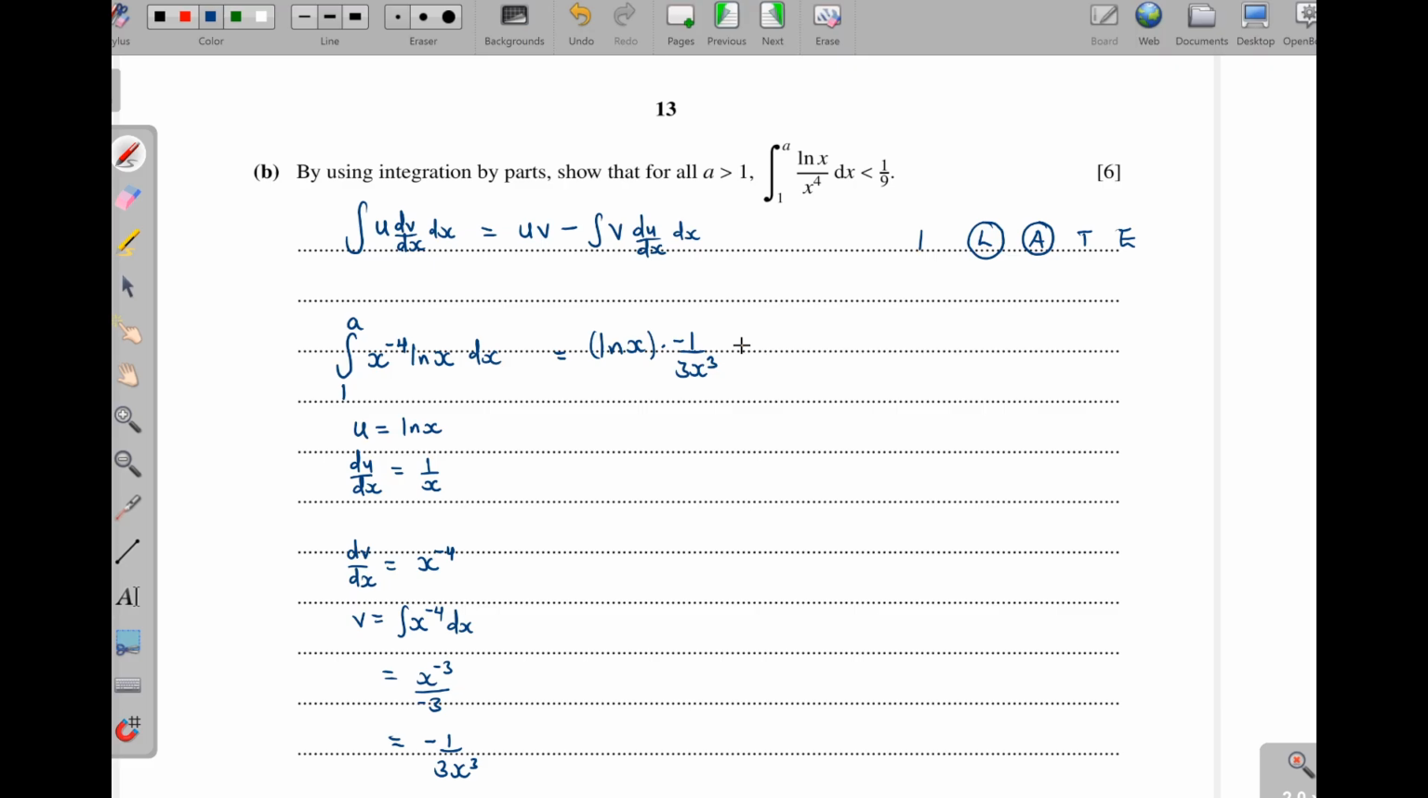Okay, then from there minus the integral. Our v is going to be negative 1 over 3, then x cubed, then times du dx, which is 1 over x here, 1 over x. Then with respect to x, I can actually put the limits here. Then I put a and then 1. Then what else are we getting here?